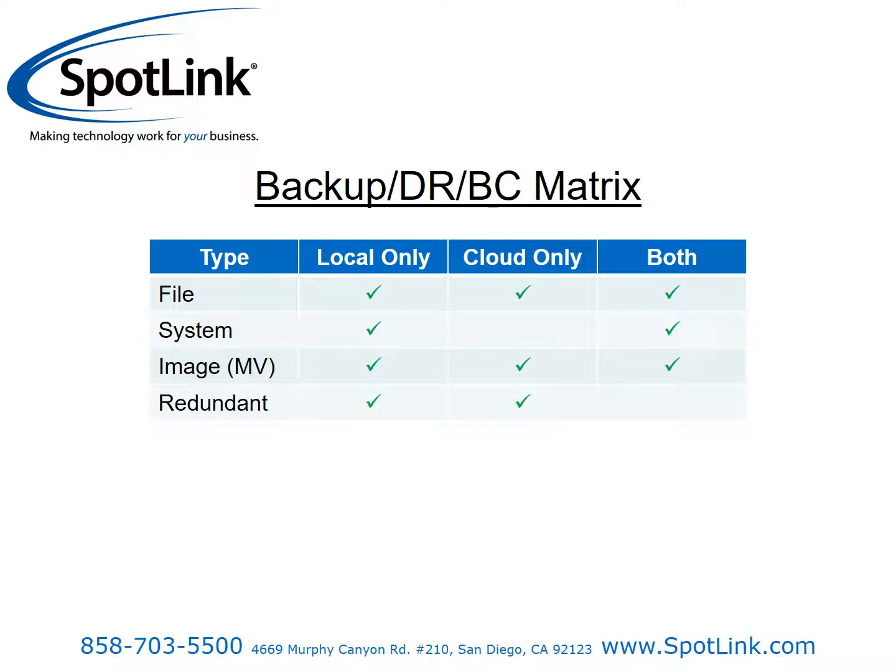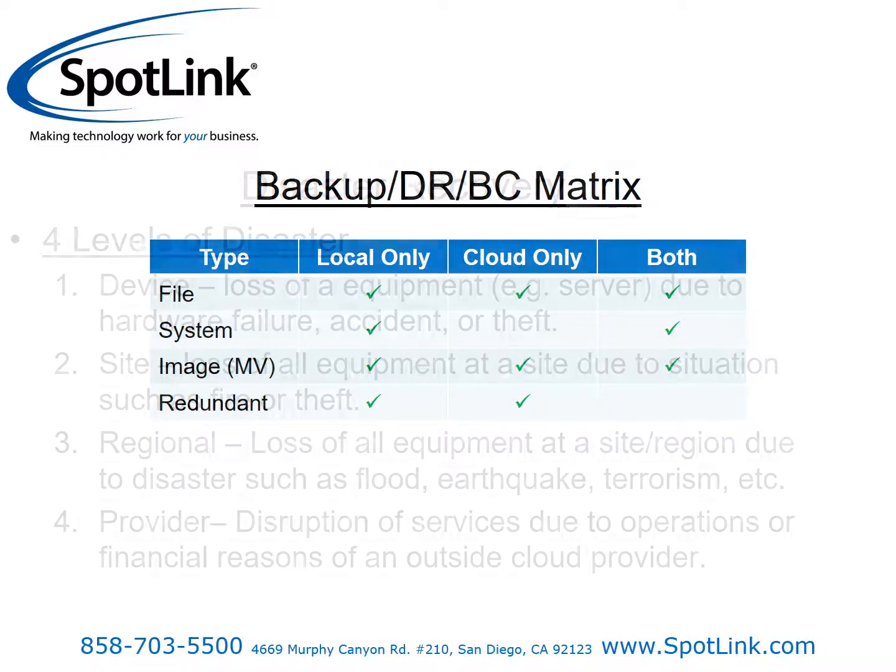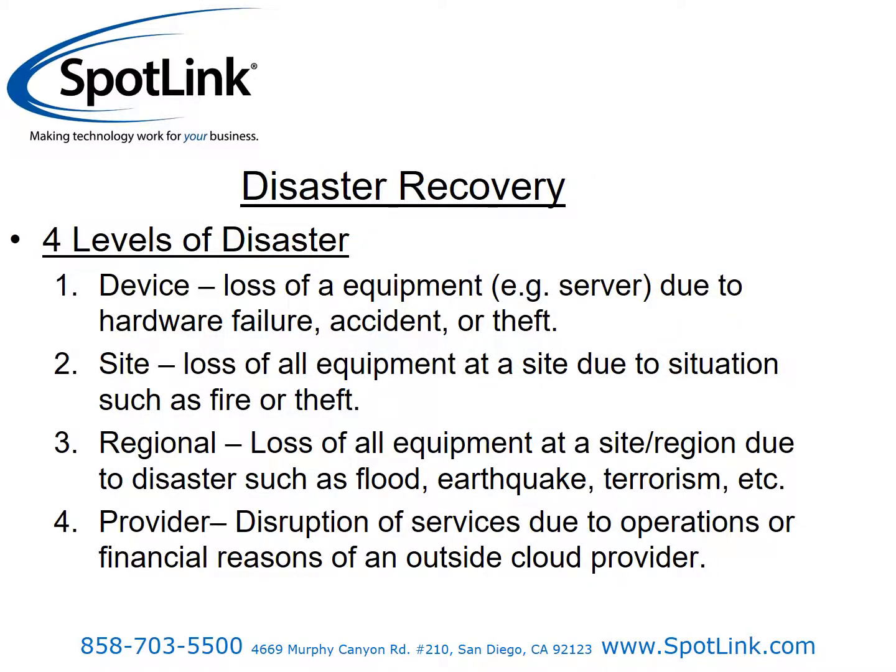So let's look a little bit more into disaster recovery. There's really 4 levels of disaster recovery. Device: loss of a piece of equipment. Could be a firewall, network, switch, but generally it's a server. And that can happen due to hardware failure, such as a controller going out and corrupting all your data so you can't bring the data up even on another server. An accident, somebody spills coffee onto your motherboard, or theft.